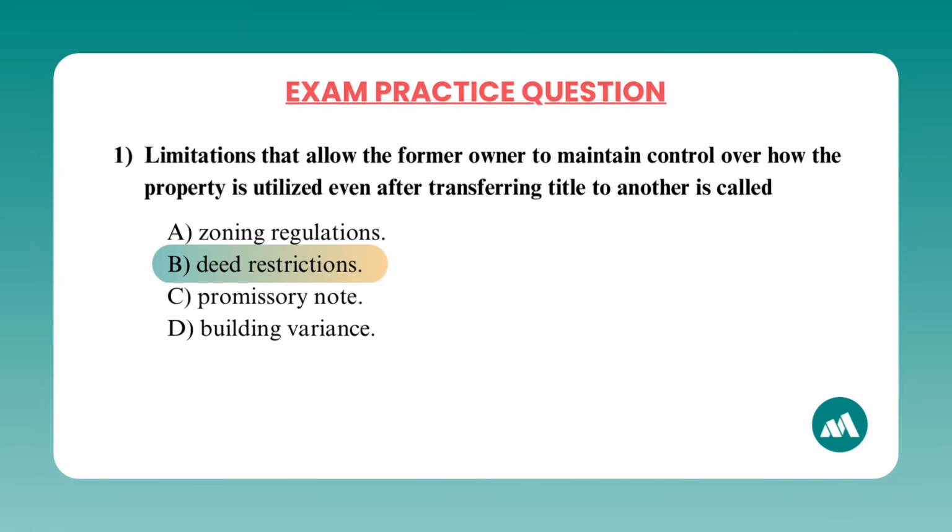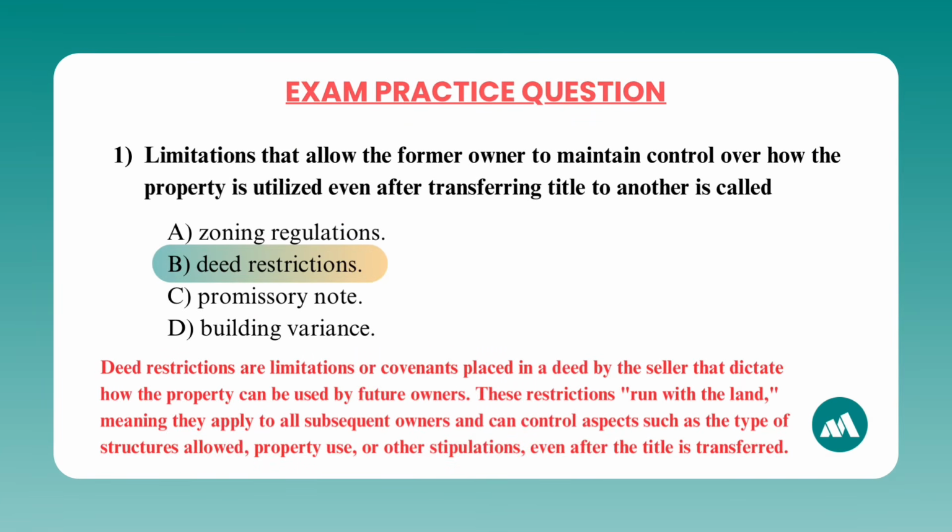Deed restrictions. Deed restrictions are limitations or covenants placed in a deed by the seller or developer that dictate how the property can be used by future owners. These restrictions run with the land, meaning they apply to all subsequent owners and can control aspects such as the type of structure allowed, property use, or other stipulations, even after the title is transferred.